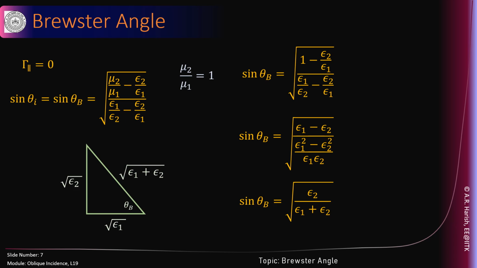Therefore, if I were to construct a right angle triangle with sides as root epsilon 1 and root epsilon 2 and hypotenuse as square root of epsilon 1 plus epsilon 2, then sine theta b is root of epsilon 2, that is opposite side, upon root of epsilon 1 plus epsilon 2. Therefore, tan theta b is much simpler, it is root of epsilon 2 upon epsilon 1. This is the condition that gives us the angle when the reflection coefficient becomes 0. And that angle is known as Brewster angle. This equation is valid when the permeabilities of the two regions are equal.